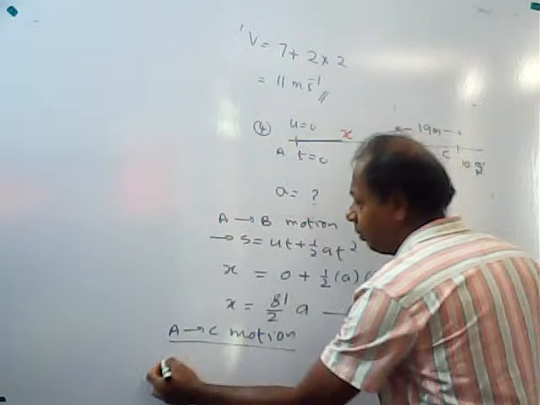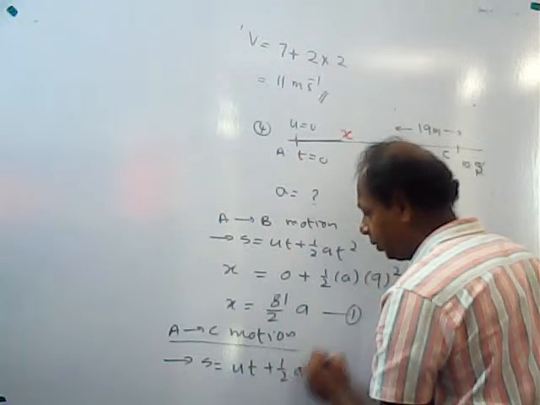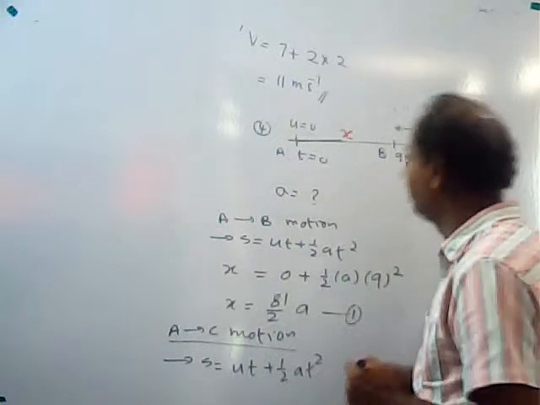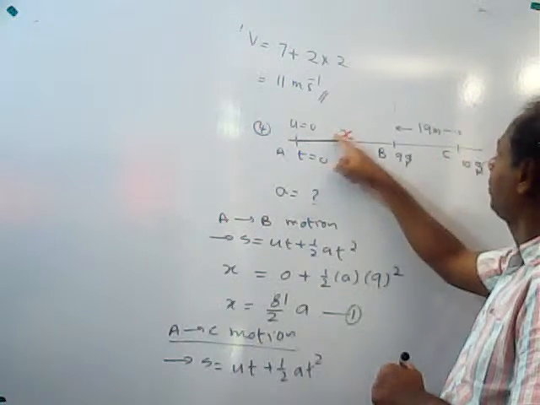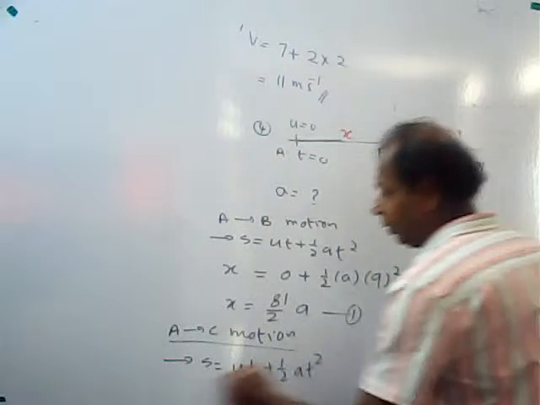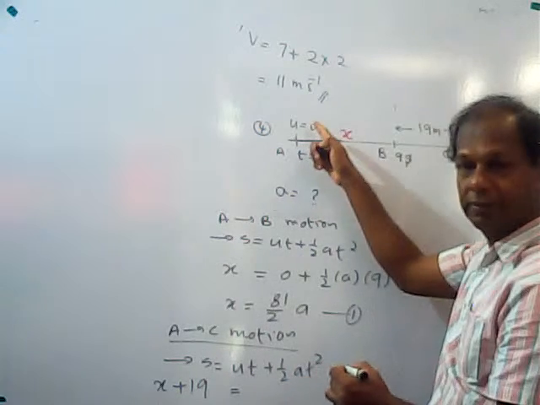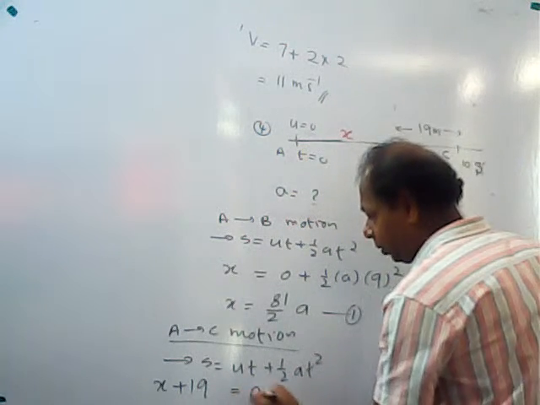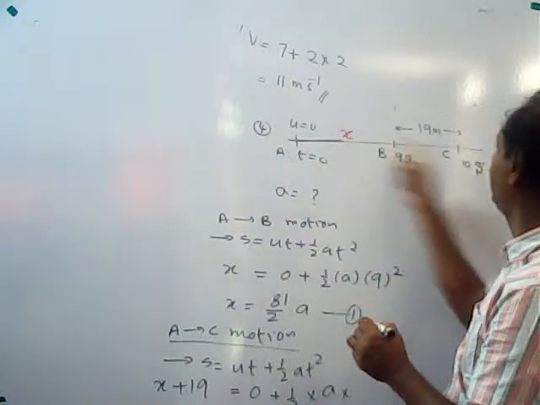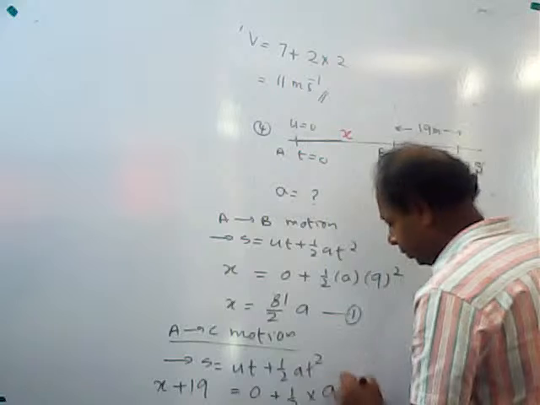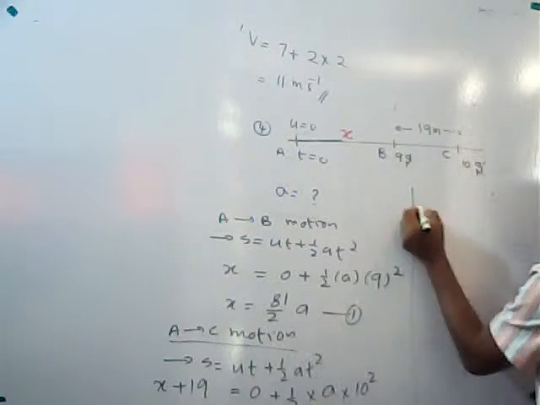In this direction we apply the same formula, S equals ut plus half at squared. S this time is A to C, which is x plus 19. So x plus 19 equals u, again 0, plus half a, where a is unknown. This time from A to C, the total time is 10, so 10 squared.